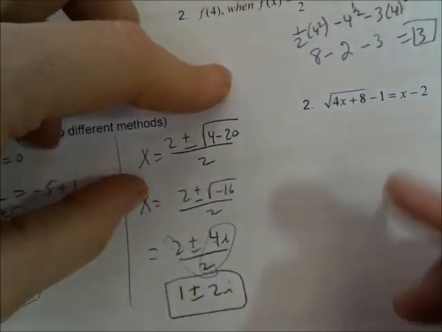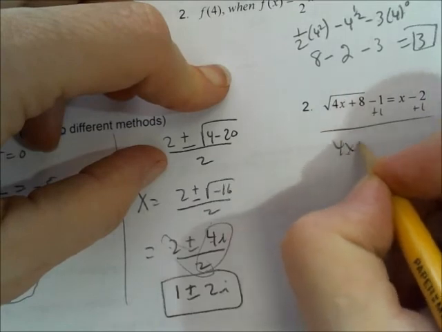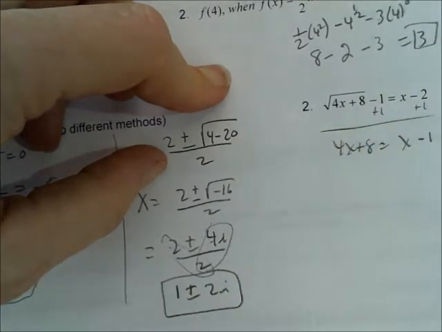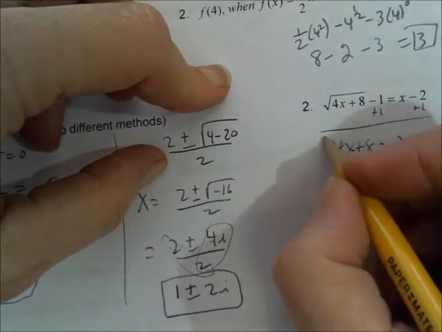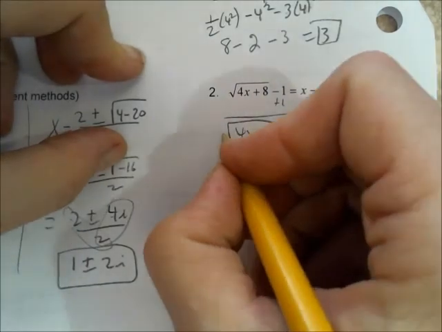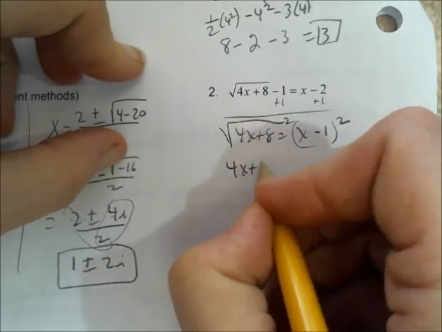Number 2, you can add 1 to both sides to isolate that radical, and you get 4x plus 8 equals x, negative 2 plus 1 is minus 1. And you have a square root of that. So now to get rid of the square root, you square both sides. So you've got 4x plus 8.